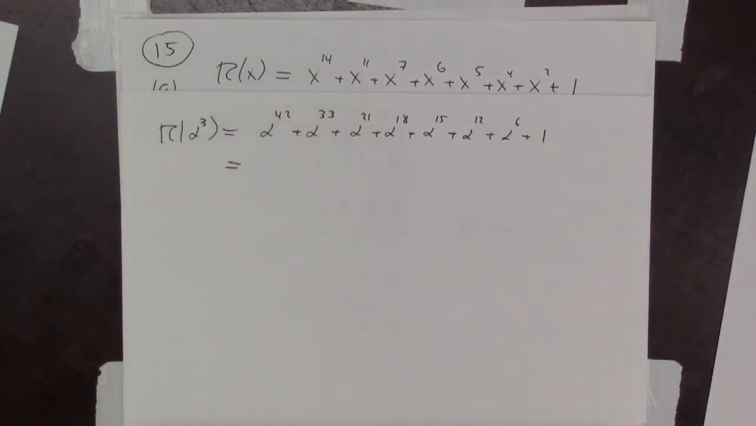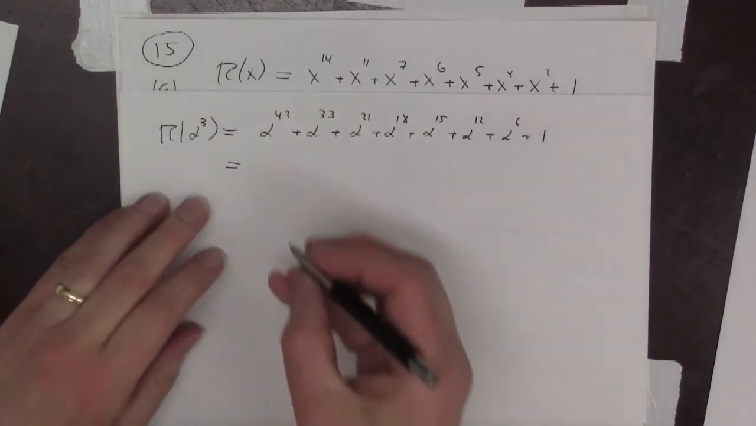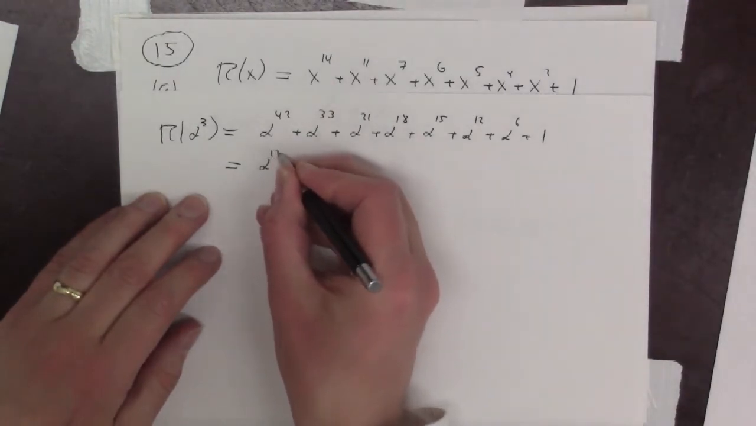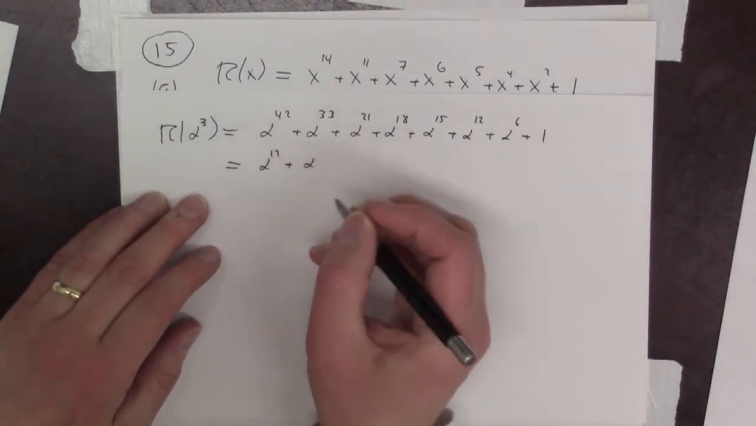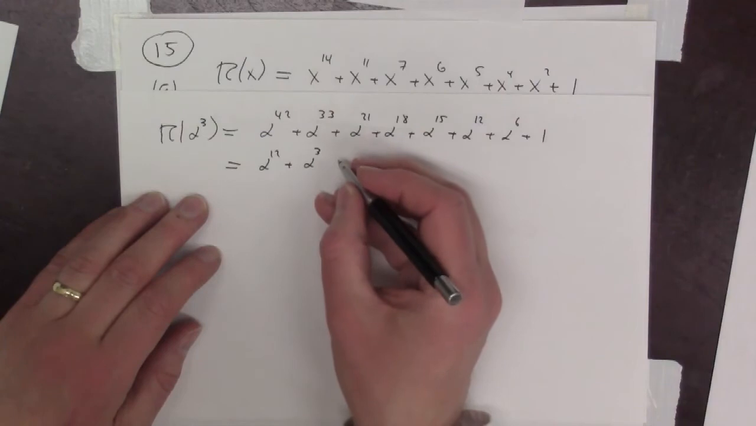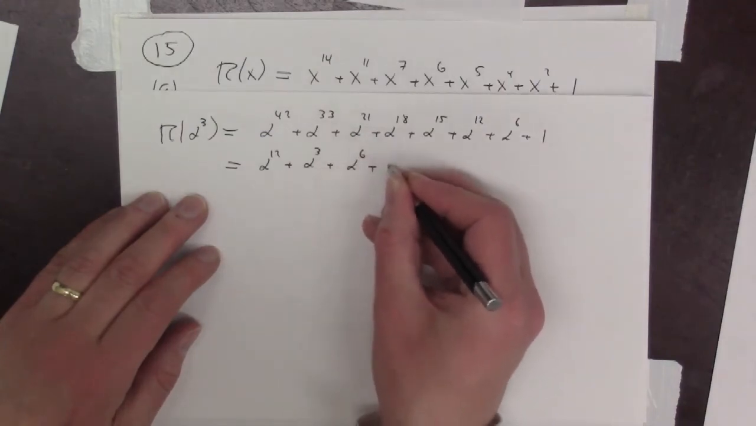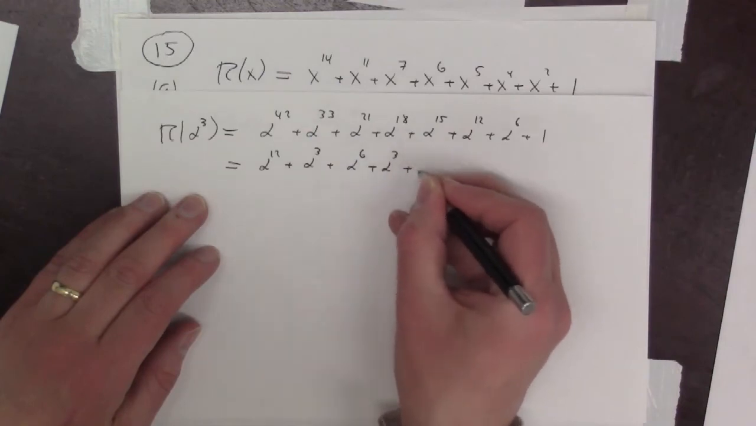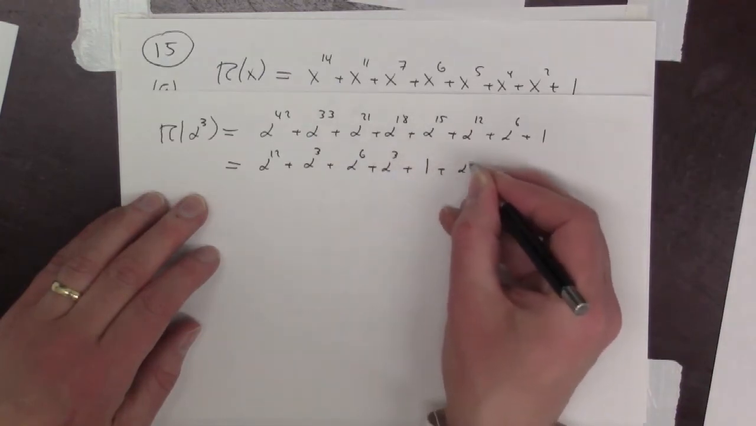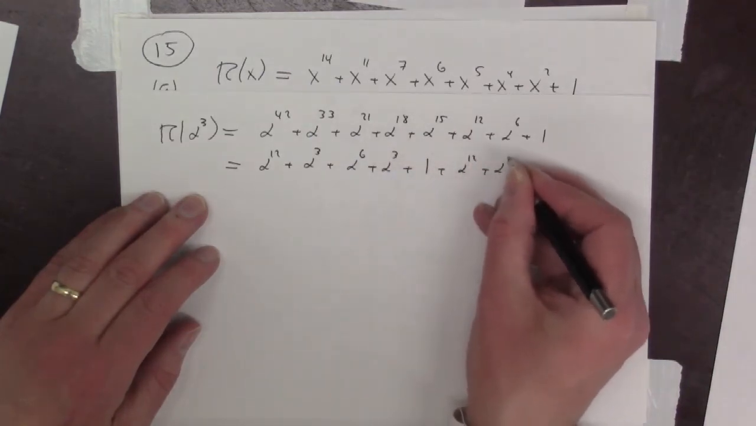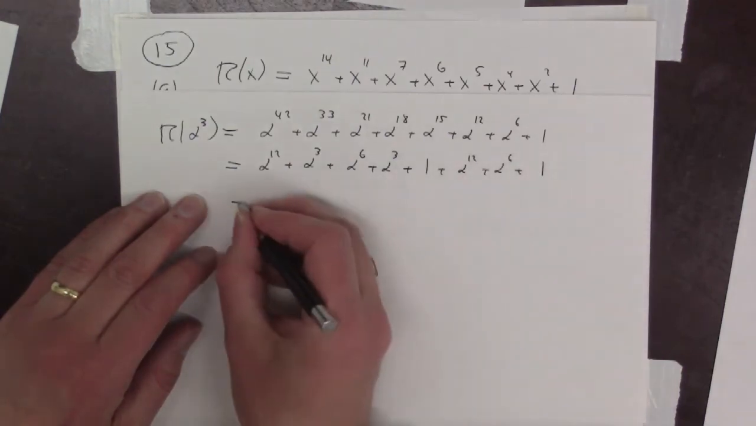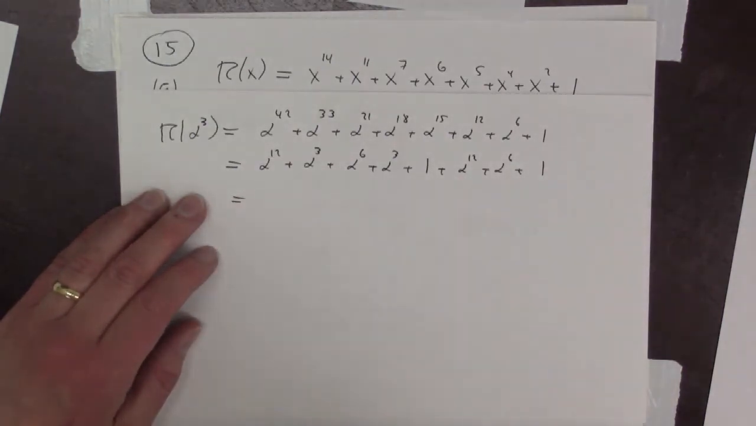Alpha to the 15 is 1, so we can drop 15 here. So this is really alpha to the 12. This is really alpha cubed, alpha cubed. This is alpha to the 6. This is alpha cubed. This is a 1. This is an alpha 12. Alpha 6 plus 1. So let's collect things together.